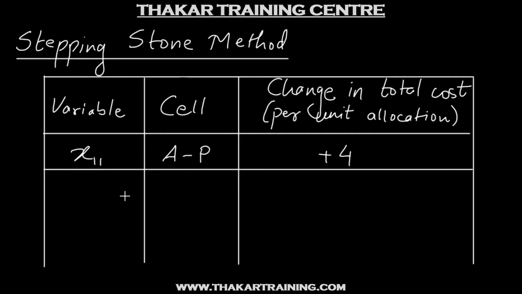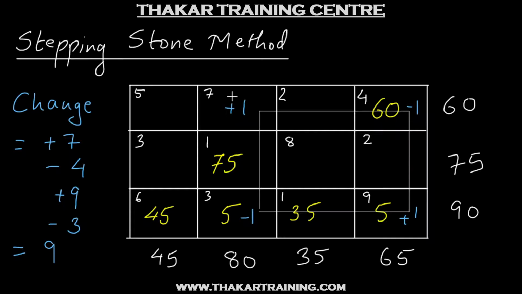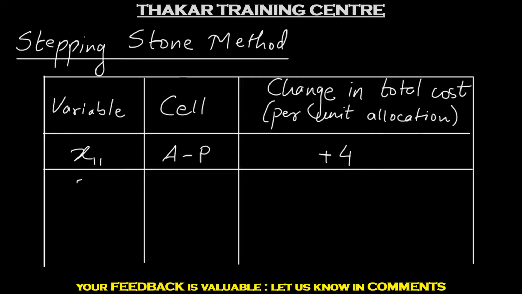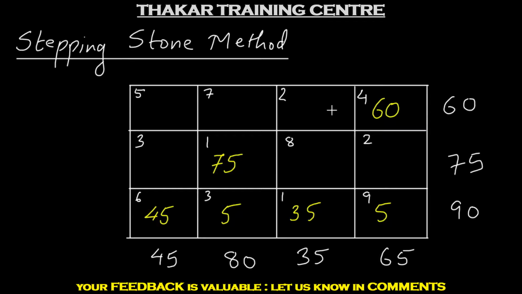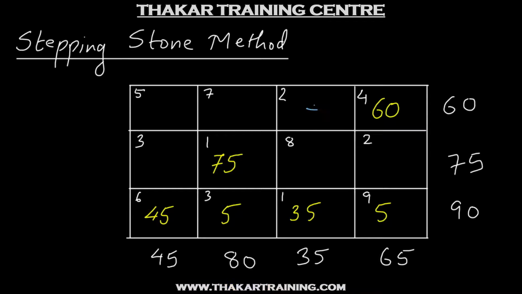We'll note the same in this table. This is variable x12 and the cell is source A to destination Q. So we have x12, source A to destination Q, and the total change was plus 9. The next empty cell is this. So we add 1 unit to this cell. Once again, we need to identify a loop which includes this cell. That loop is this. So we do minus 1 over here, plus 1 over here, and minus 1 over here. You can verify that these adjustments ensure that the rim conditions and the non-negativity condition are satisfied.